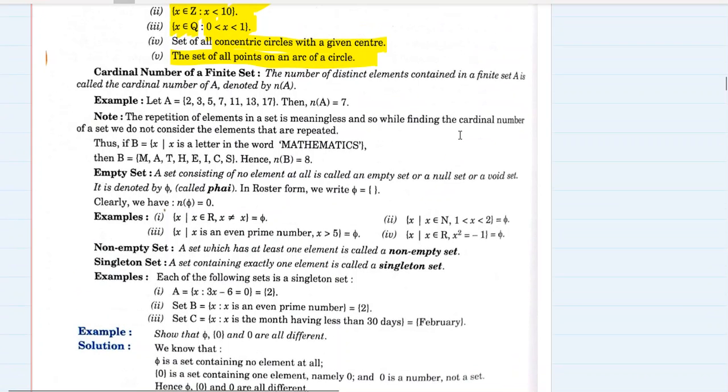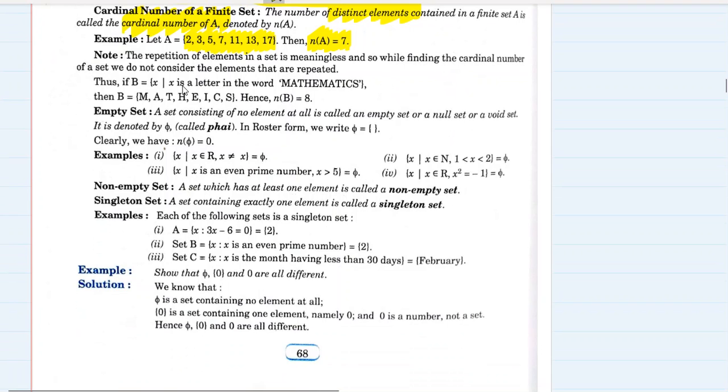Cardinal number of a finite set. Suppose there is a set A: 2, 3, 5, 7, 11, 13, 17. How many elements are there? 7 elements. So the cardinal number of set A is 7. So the number of distinct elements contained in a finite set is called the cardinal number of the set.